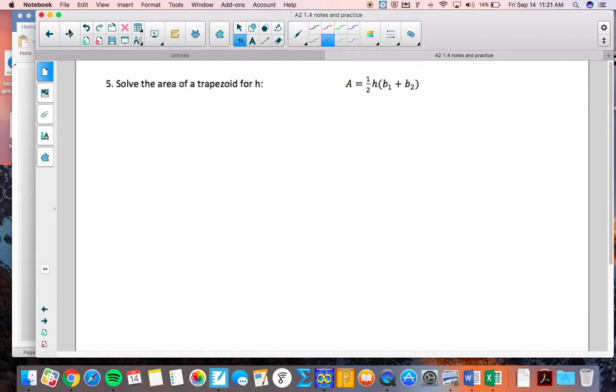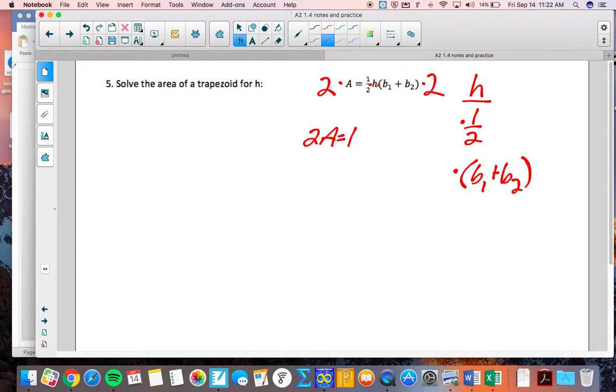Next one, last one. Solve the area of a trapezoid for h. What is being done to h? It's being multiplied by 1/2. And then this is also multiplication right there. It's being multiplied by b sub 1 plus b sub 2. So I'm going to get rid of the 1/2 first. We multiply by 2 to get rid of the 1/2. What we do on one side, we do on the other side. So we get 2a equals h times b sub 1 plus b sub 2.